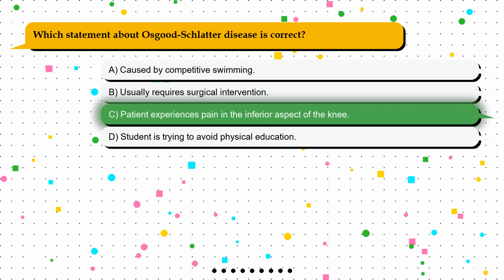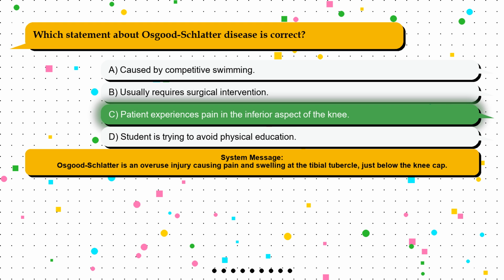The correct answer is option C. Patient experiences pain in the inferior aspect of the knee. Osgood-Schlatter is an overuse injury causing pain and swelling at the tibial tubercle, just below the kneecap.